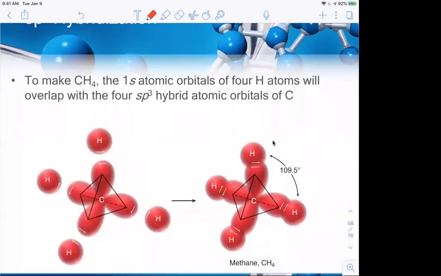This is the carbon that is hybridized. Those sp3 orbitals form a tetrahedral shape. If I make methane, what I'm going to do is take the 1s orbital of hydrogen, and then I'm going to have the sp3 orbitals in the second shell combining. I'm going to have spin pairing going on, and what I'm going to get is this tetrahedral methane with bond angles of 109.5.